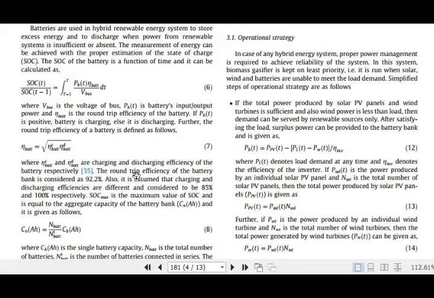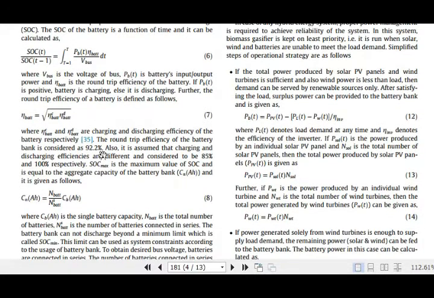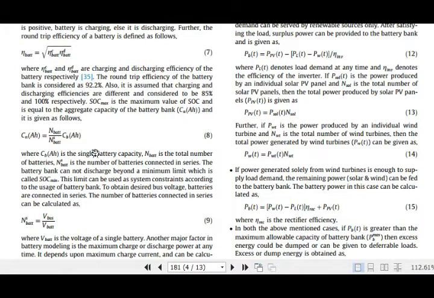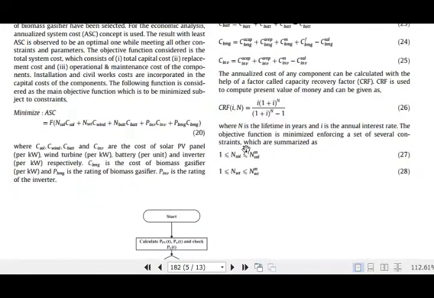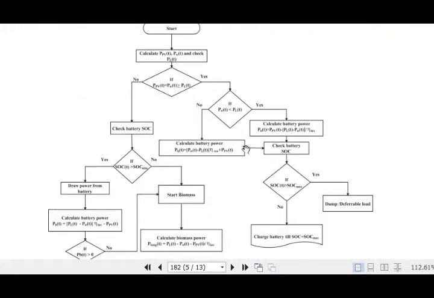Whenever you purchase a specific battery, the manufacturer gives you the round trip efficiency, and we will be using this round trip efficiency in our simulations to match the theoretical simulations to the practical ones. This is the formula for the amperes of batteries. This is the formula for connecting the batteries in series and parallel. They are totally based on your load demand. This is the operational strategy, but before discussing this, let's discuss the flow chart.